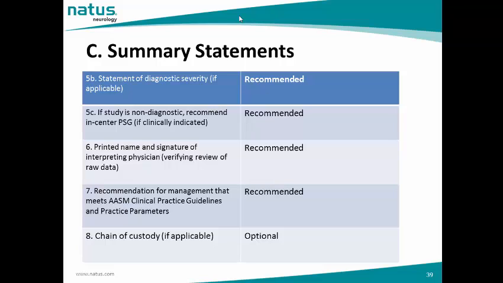Printed name and signature of interpreting physician is recommended. Recommendation for management that meets AASM clinical practice guidelines is recommended. Chain of custody, if applicable, is optional.